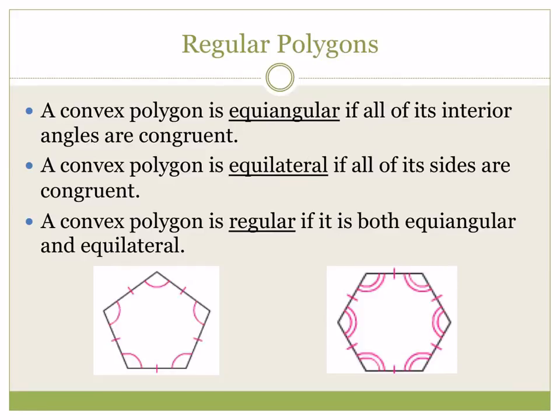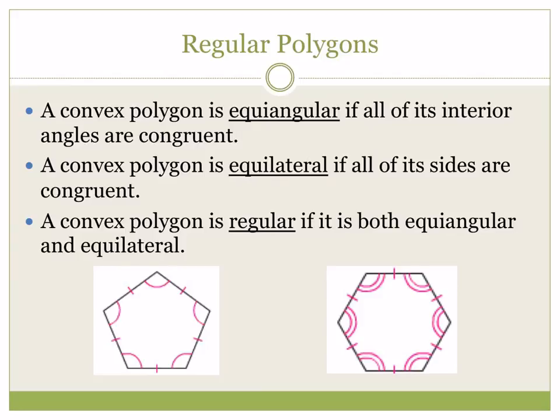And then not only does it have to be equiangular, it has to be equilateral. So equilateral means that all the sides have the same measure as well. So if one side's 5, all the sides are 5. If one angle's 50, all the angles are 50. Okay? So that's what it means to be regular. It has both of those features.